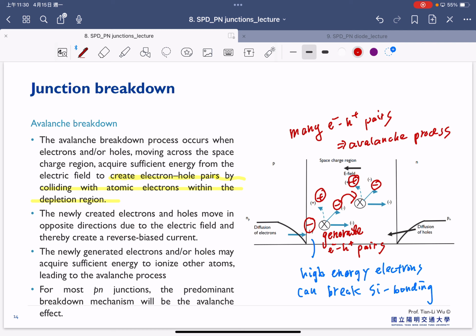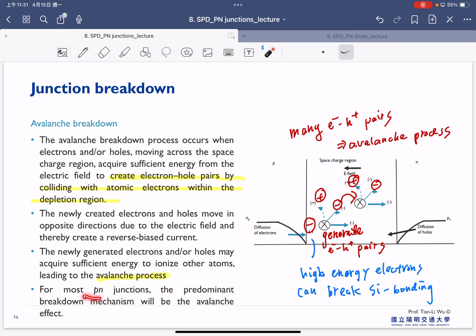This is because once you have a high energy electron injected into your depletion region, this high energy electron will break the silicon bonding, and that will create additional electrons and holes, and these electrons and holes will try to break other silicon bonding again. So this is like a loop process where you continue to generate more and more electron holes, and that's why we call this an avalanche process. The newly created electrons and holes move in opposite directions due to the electric field, and therefore create a reverse bias current. The newly generated electron holes may acquire sufficient energy to ionize other atoms, leading to the avalanche process.